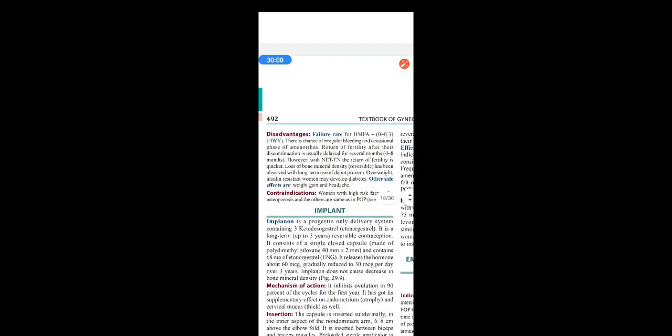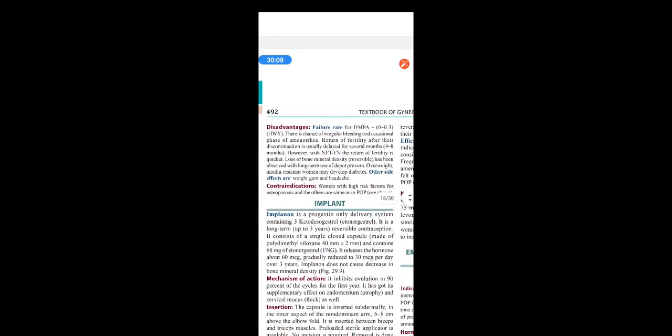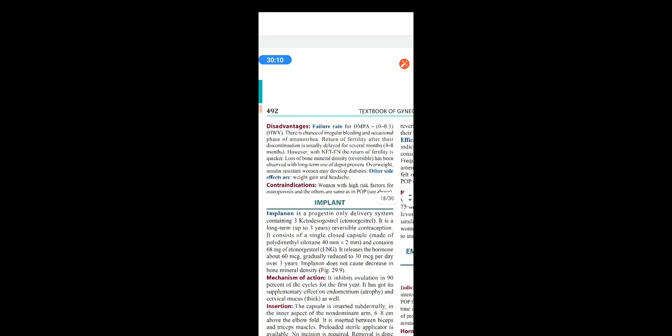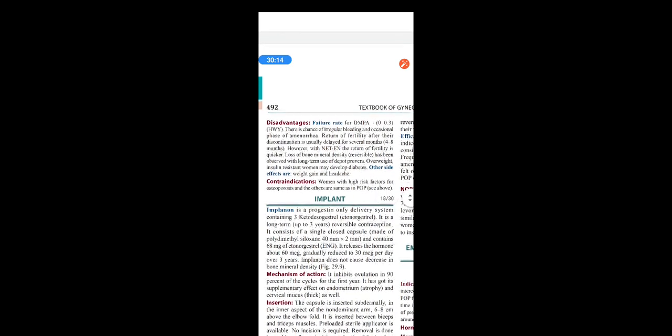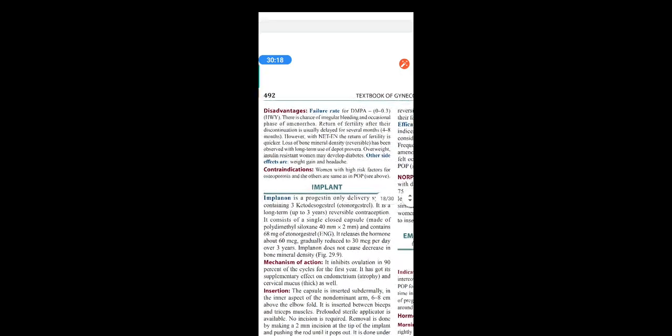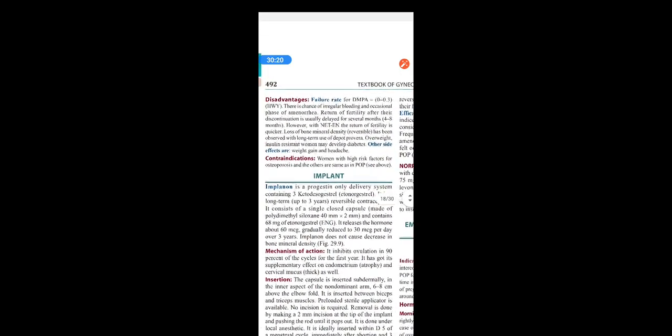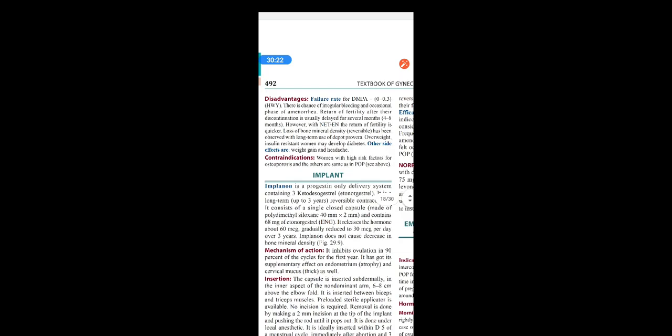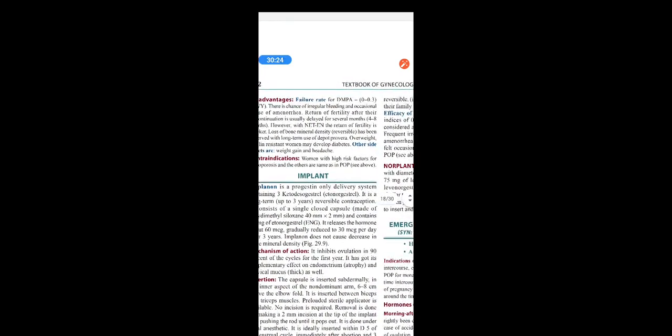Disadvantages: the failure rate of DMPA is 0 to 0.3, and there is a chance of irregular bleeding and occasional phases of amenorrhea. Return of fertility after discontinuation is usually delayed for several months, that is 4 to 8 months. Overweight and obesity chances are there. Other side effects are weight gain and headache. Contraindication: women with high risk factors for osteoporosis, and others are the same as that of POPs.